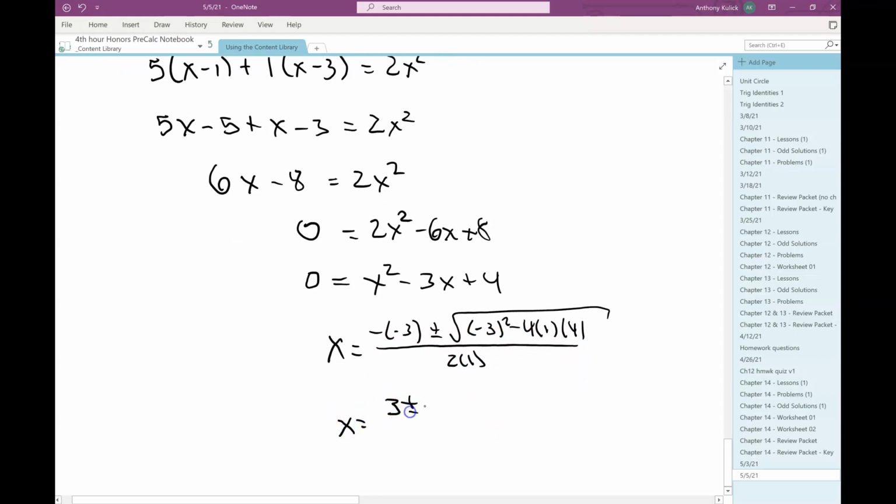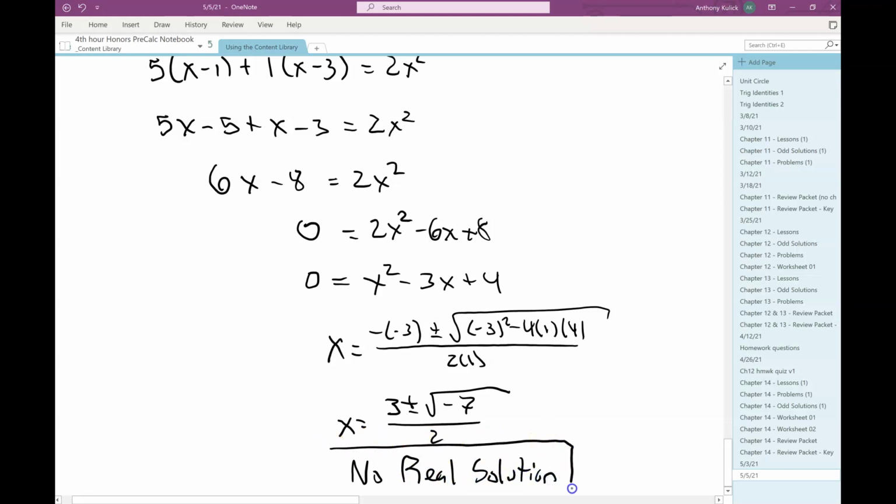So 3 plus or minus the square root of 9 minus 16 is negative 7. And typically we don't report non-real solutions to rational functions. So we would just write no real solution here at the end as soon as we see that negative under the square root like that. Everybody cool with that?